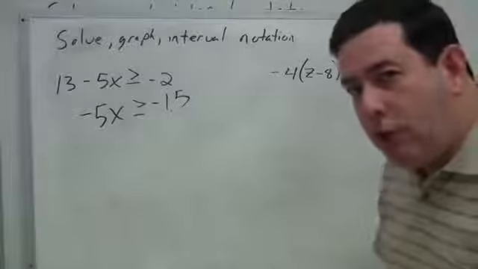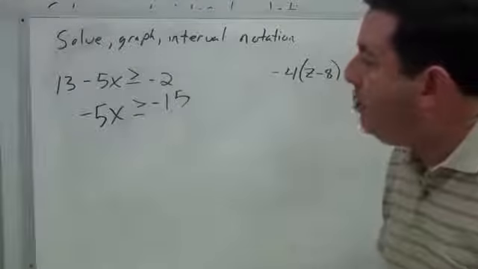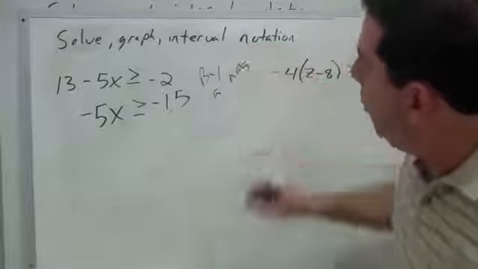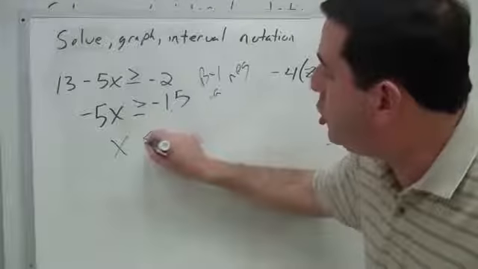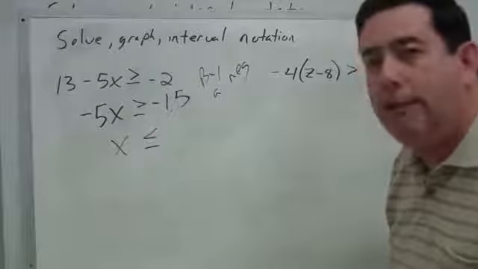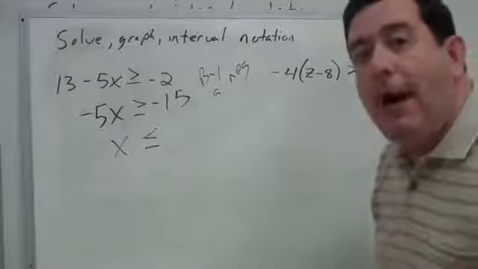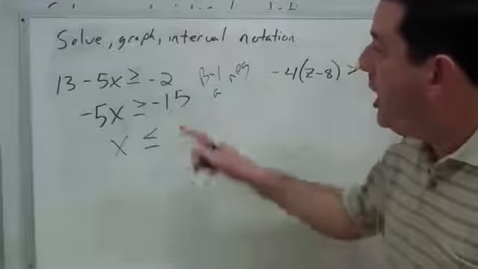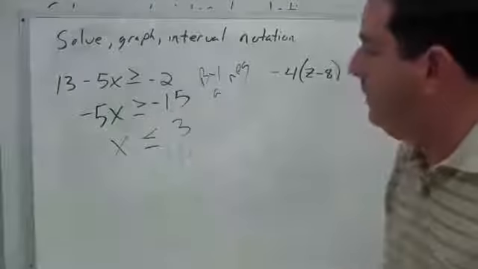Now, here's one of the tricks that we have to be aware of with inequalities. Anytime that we divide by a negative, we must change the direction of the inequality symbol. Every time that we divide or multiply by a negative, the direction of the inequality must change. Negative 15 divided by negative 5 is positive 3.